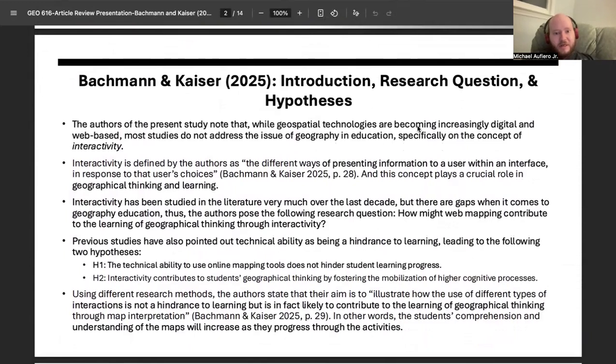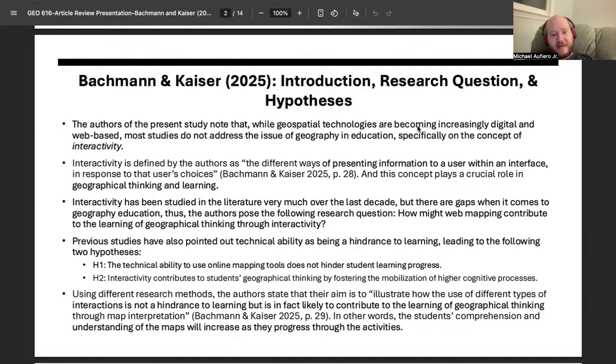So here we go. For the introduction and the research question and the hypotheses, the authors of the present study note that with the advent of geospatial technologies and GIS becoming increasingly digital and web-based, there are a lot of studies out there that address this subject, but most of the studies do not address the idea of geography in education, specifically on the concept of interactivity, which the authors themselves, Bachmann and Kaiser, define as the different ways of presenting information to a user within an interface in response to that user's choices.